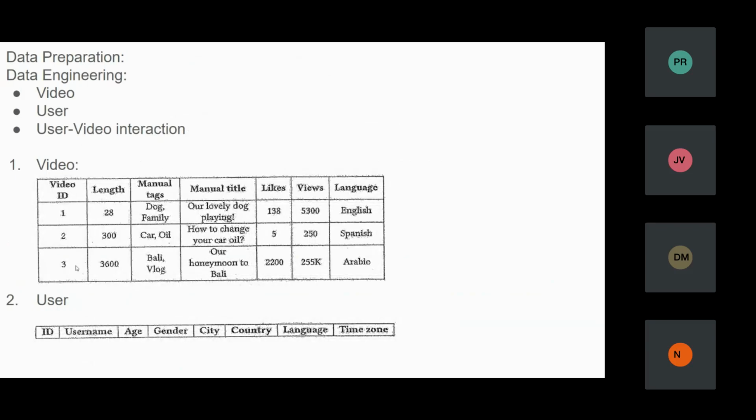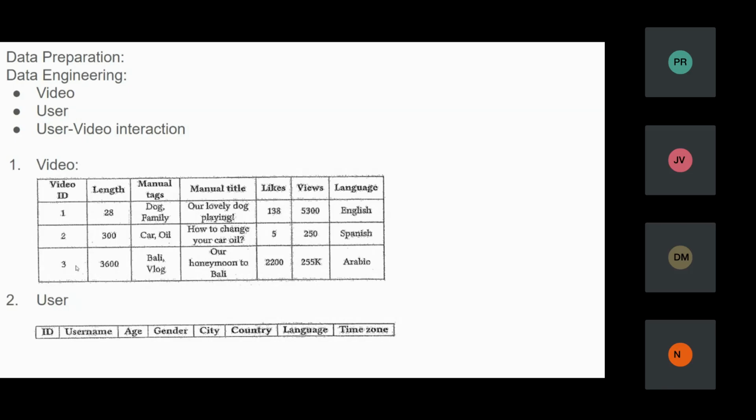So now, talking about the data that we have in hand. In data engineering, we will discuss the video data, the user data, and the user and video interaction. In the data about the video, we have a video ID, the length of the video, the manual tags and manual title, which are obviously given by the uploader, and also likes, views, and languages used in the video.